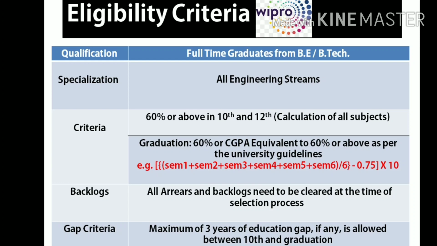By the time, you have already received the grade cards of 6 semesters, so the example is given there. So take the summation of the 6 grade points, divide by 6, then deduct 0.75 and multiply by 10, and you get the final score. And if it is more than 60%, then you are eligible for the Wipro online test.